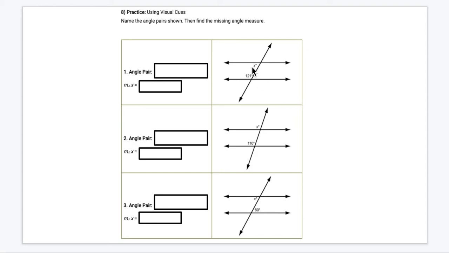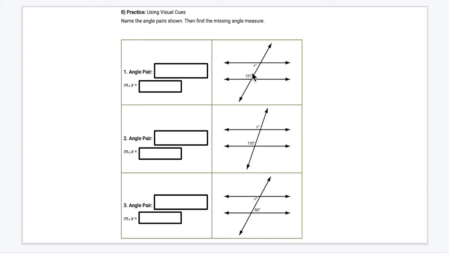So I'm going to look at this given angle, this angle of 121 degrees, and I'm going to compare it to this missing angle that I have here that's labeled x degrees, right? So I need to figure out what is their angle pair relationship, and how can I leverage that information in order to help me find my missing angle measurement.